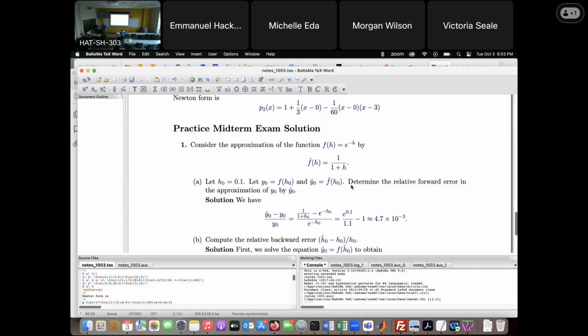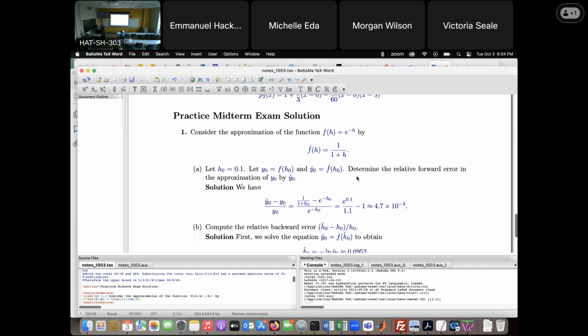Okay, this is one about convergence of this function, 1/(1 plus h), which is an approximation to e to the minus h. Really all I did was think of e to the minus h as the same as 1 over e to the h. Then I approximated the e to the h in the denominator by the first 2 terms of its Taylor expansion, which is 1 plus h. So that's where this came from.